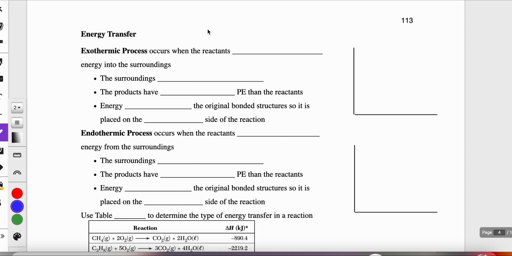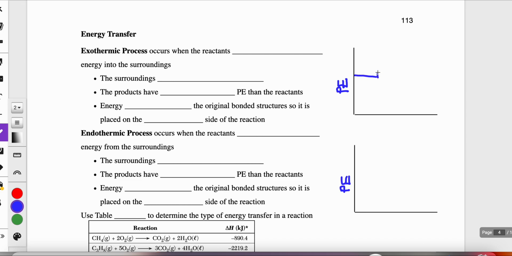Recapping ideas about energy transfer, whether overall a process is exothermic or endothermic in a given chemical reaction. So exothermic processes can be represented by a potential energy diagram. So I'm going to write PE. On the y-axis, it represents the amount of potential energy. And in an exothermic process, the potential energy diagram would look something like this.